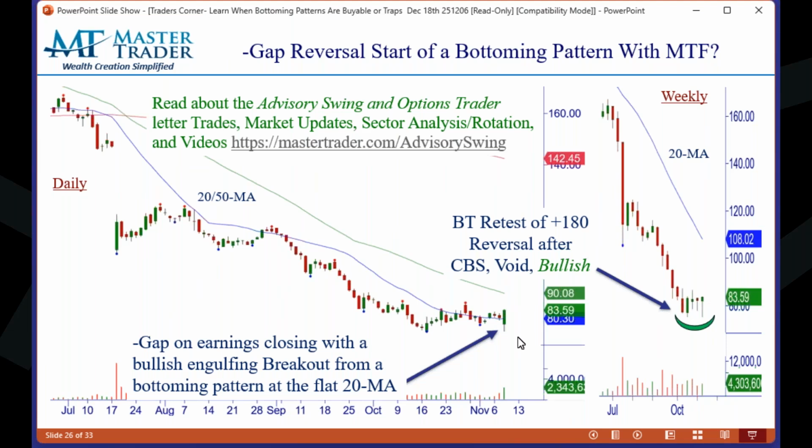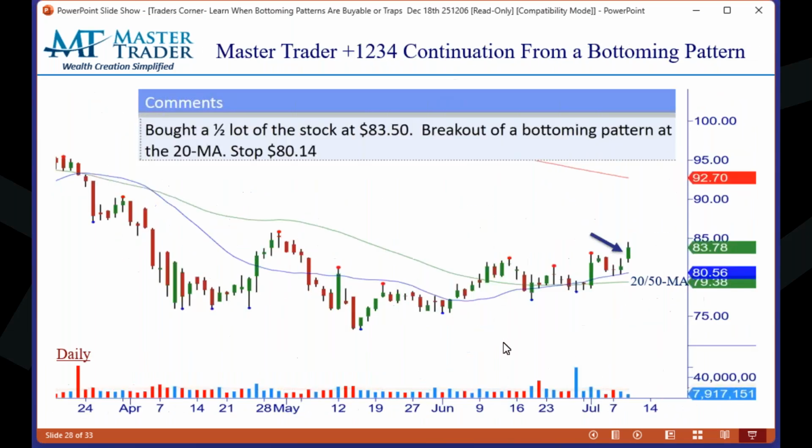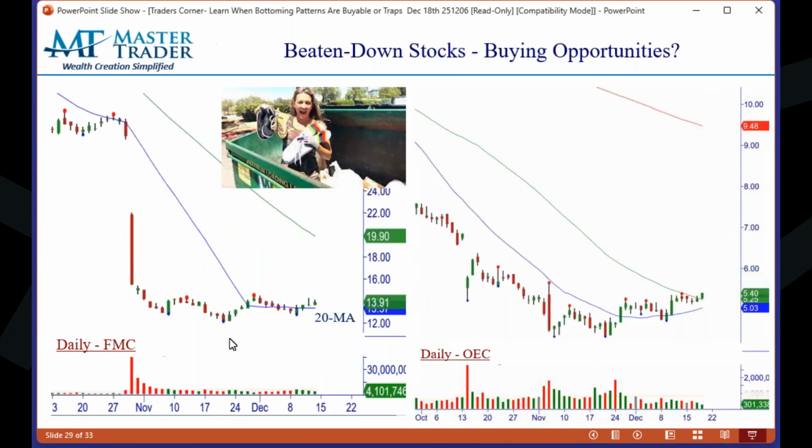What got our attention on this one was the gap reversal on negative earnings. You had a chance to break down and you didn't, and you closed bullish. That's my tell to go long. Buy over the high, stop under the low. So you can see here's a buy setup after a breakout, just vanilla.